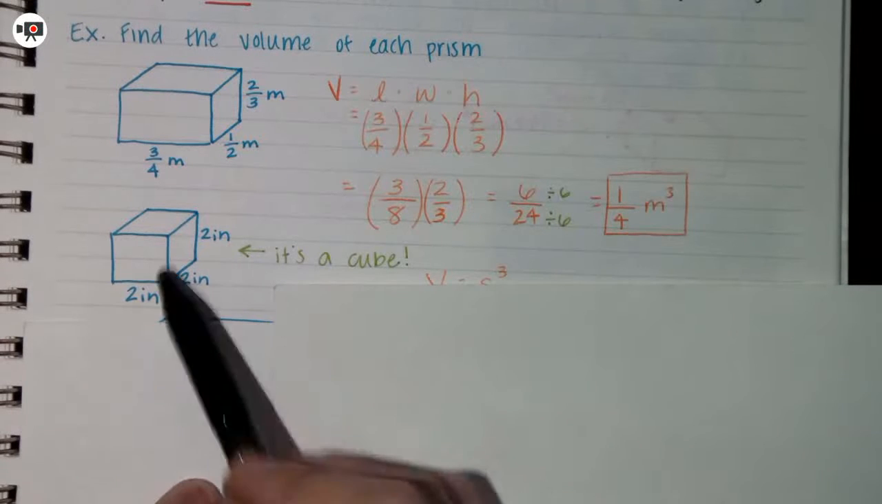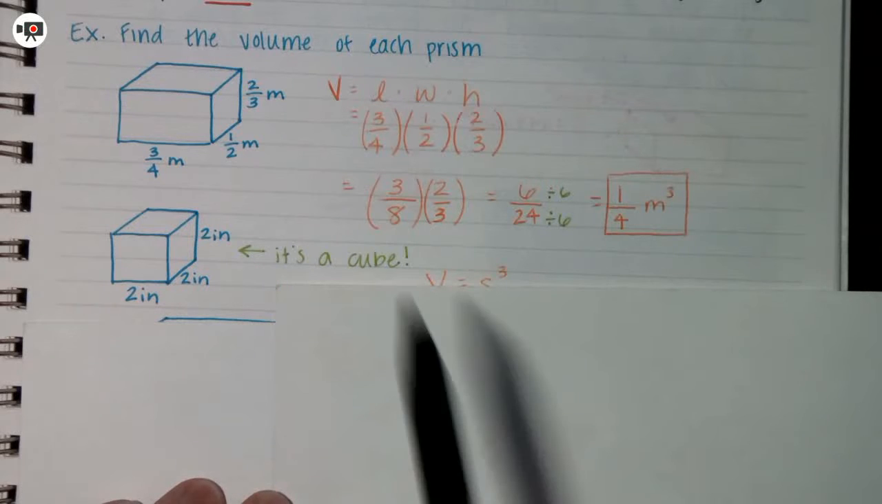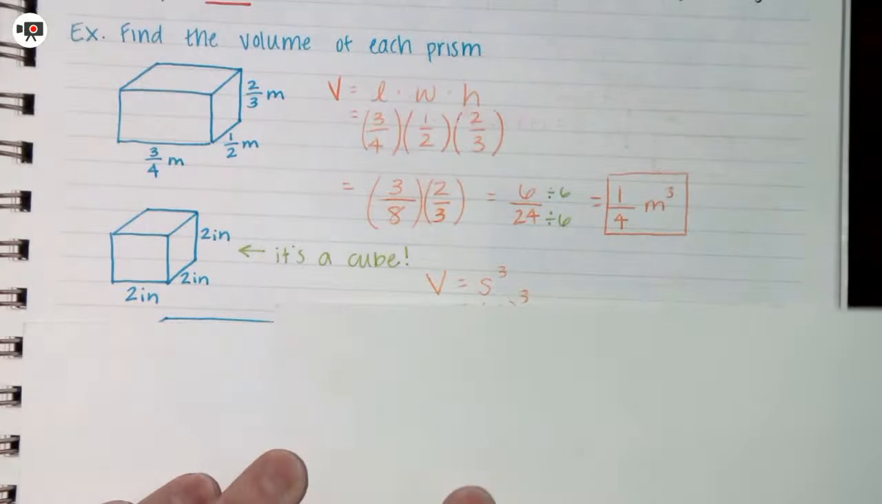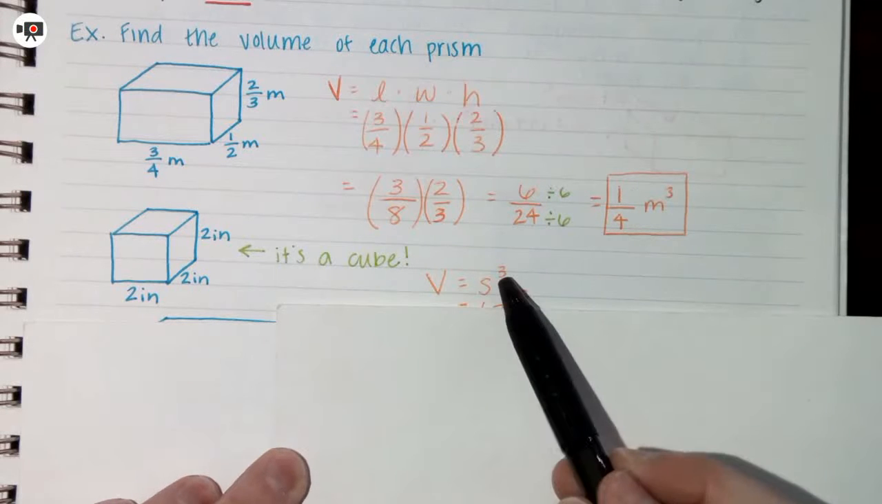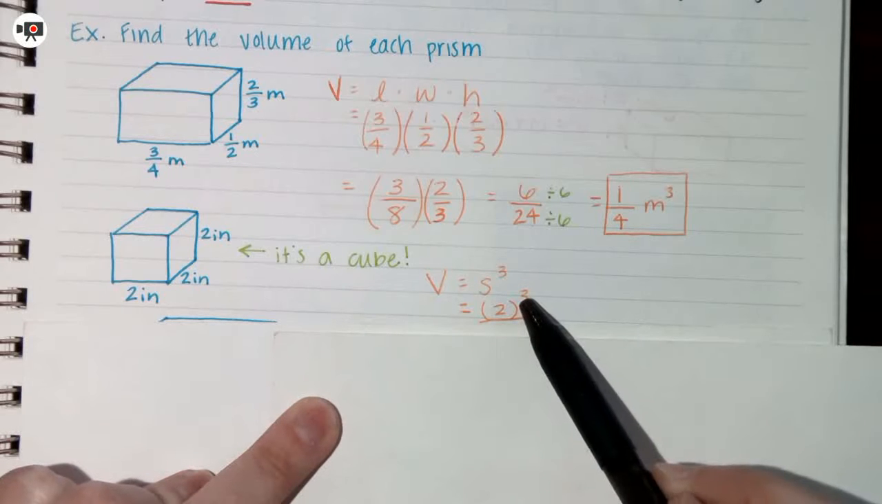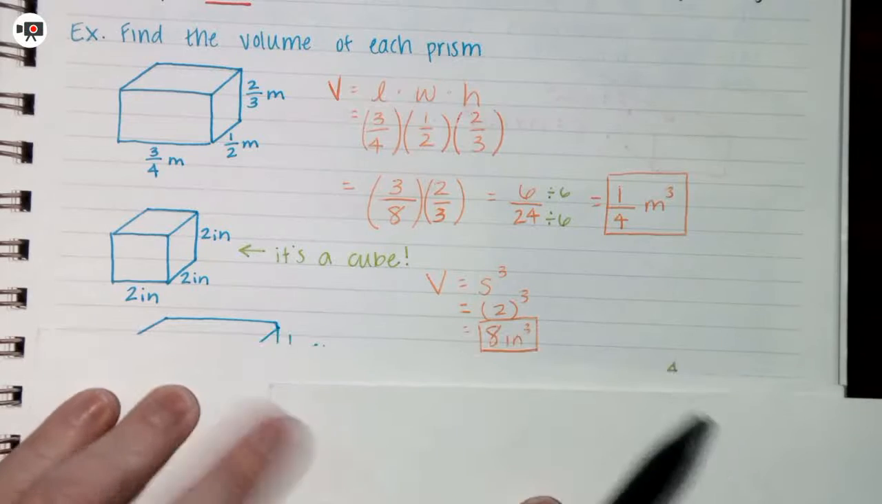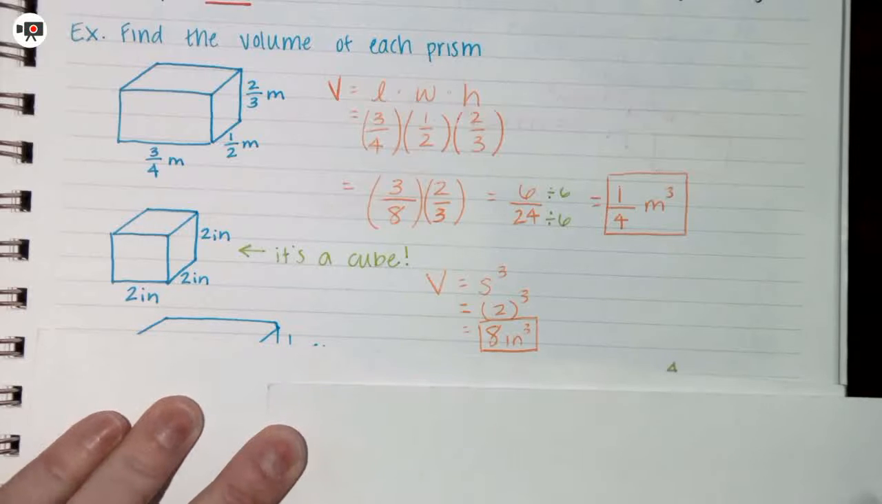So, for this next one, I see that each side is the same length. That means it's a cube. So, I can use volume equals S to the third. So that means 2 to the third power. So then I have 2 times 2, which is 4, and 4 times 2 is 8. So the volume of this cube is 8 inches cubed.